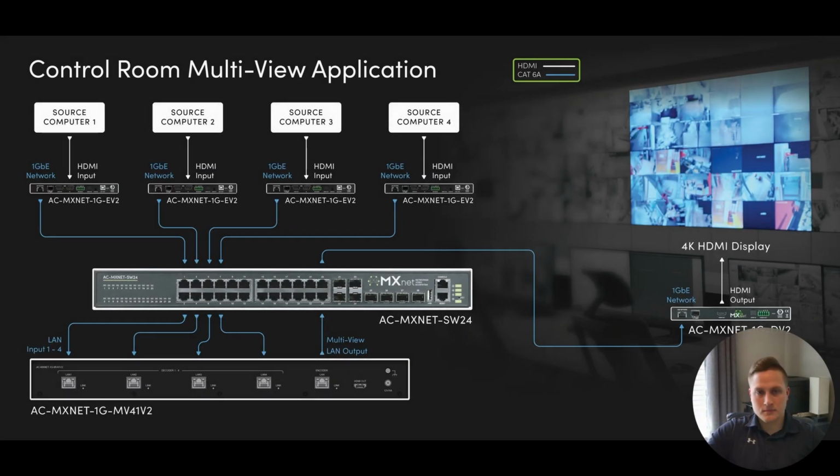For control rooms and monitoring stations, the MV41 V2 delivers critical visibility with flexibility. Operators can view up to 4 real-time sources simultaneously and quickly rearrange or prioritize content as needed. Whether it's surveillance, network monitoring, or live system feeds, the MV41 V2 provides the control and clarity required in mission-critical environments.